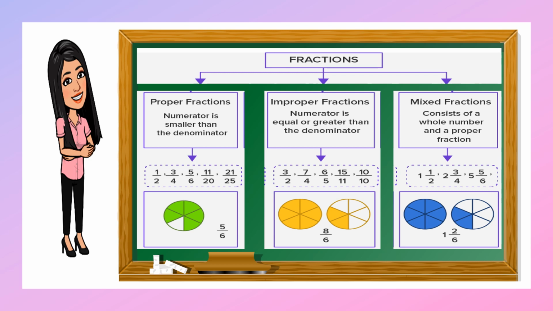Ulitin, what is a proper fraction? The numerator is smaller than the denominator. When we say improper, the numerator is equal or greater than the denominator. When we say mixed number or mixed fraction, it consists of a whole number and a proper fraction.